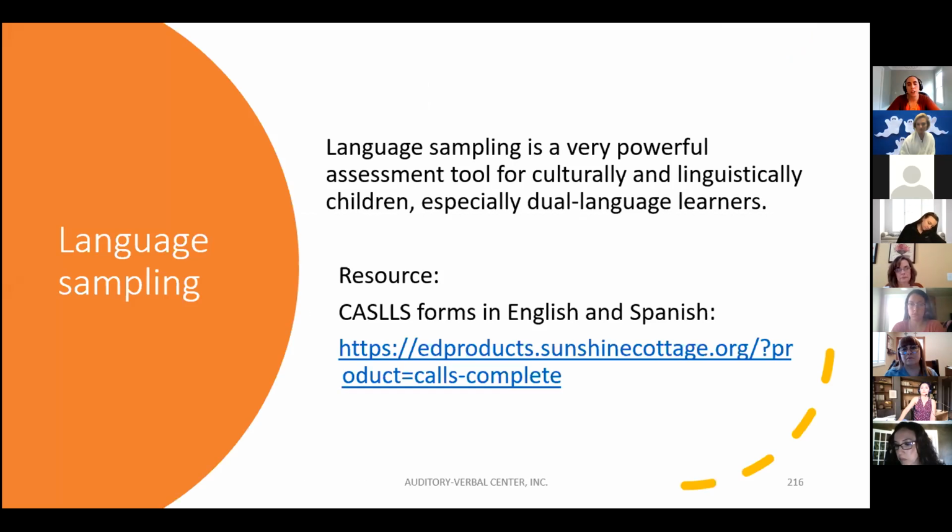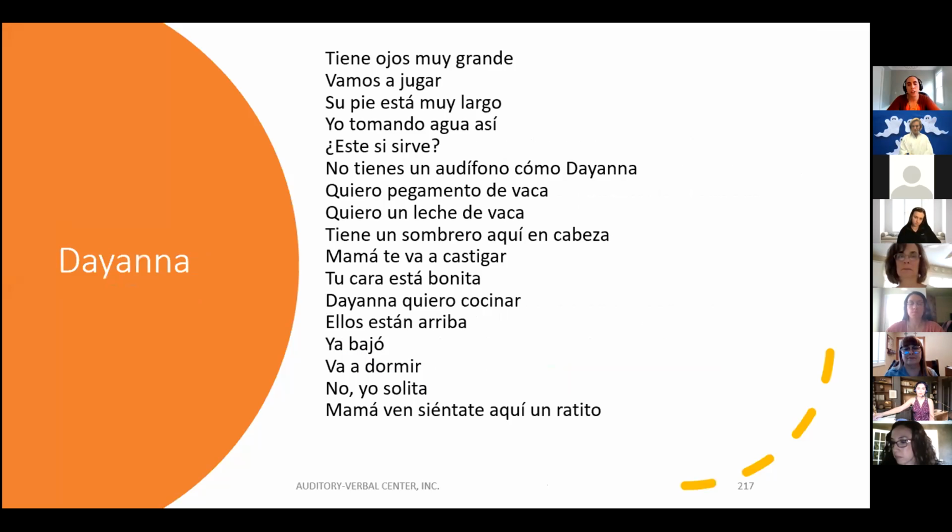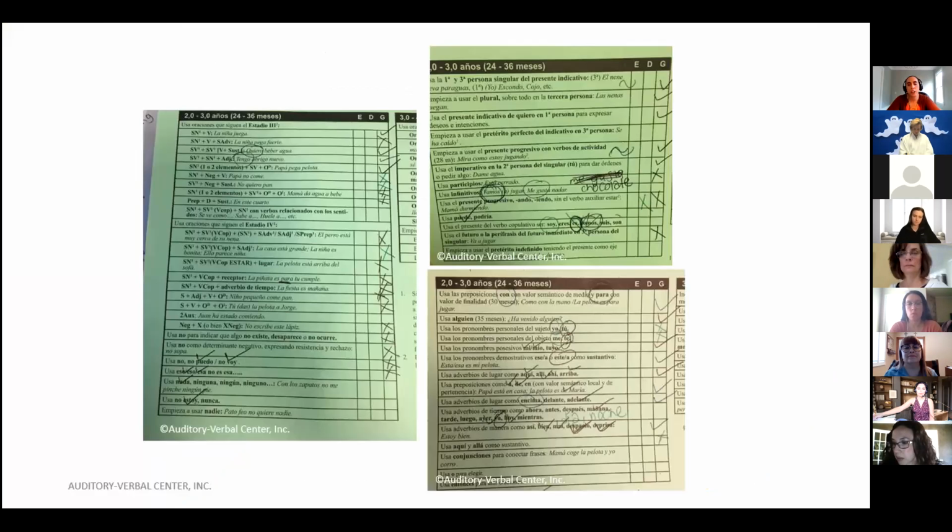Language sampling is a really powerful tool for children who are linguistically and culturally diverse, especially dual language learners. You can really see how the two languages are impacting each other. My favorite resource is the CASLLS, the Cottage Acquisition Scale for Listening, Language, and Speech. It's a product made by Sunshine Cottage, and for many years it was only available in English. Then magically, the year I graduated and took this job as a bilingual SLP, they came out with the Spanish version. That was the biggest gift. I think I started in June and they came out in July, because I would be lost without them. It's not a translation. It's a true adaptation. It divides by age and also by parts of language, and provides all the different parts of speech and language that the child would develop during each age range.